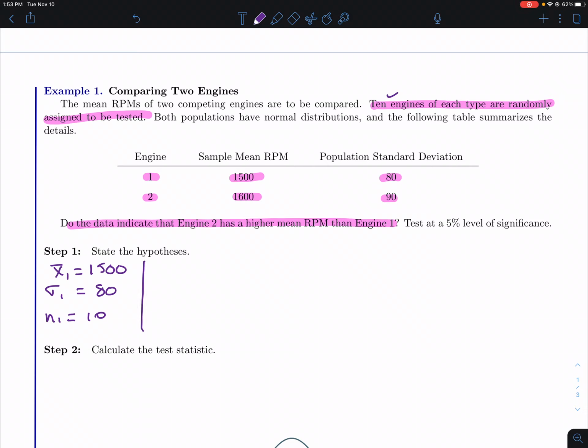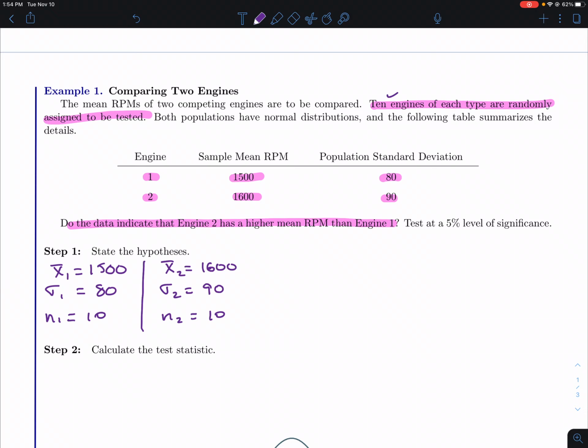So now let's write down our sample mean for engine 2. In this case, it was 1,600. Our standard deviation for engine 2 was 90. And again, n2 was also 10. So eventually we'll need all that.